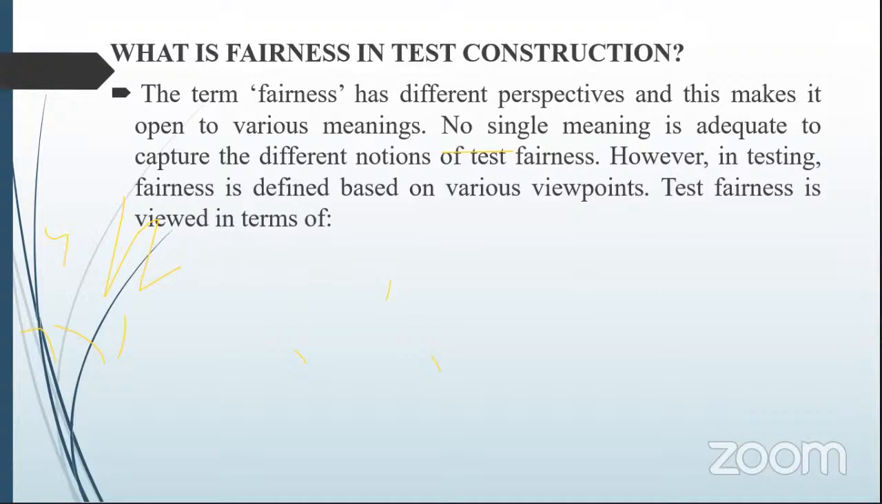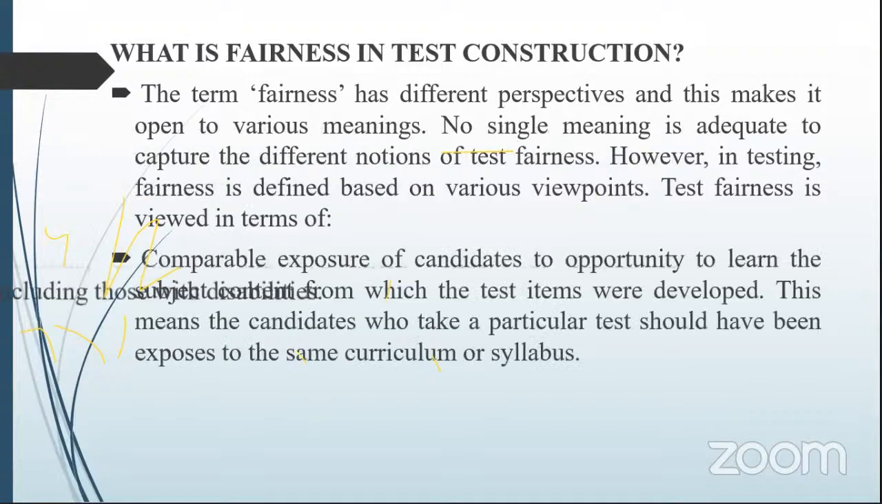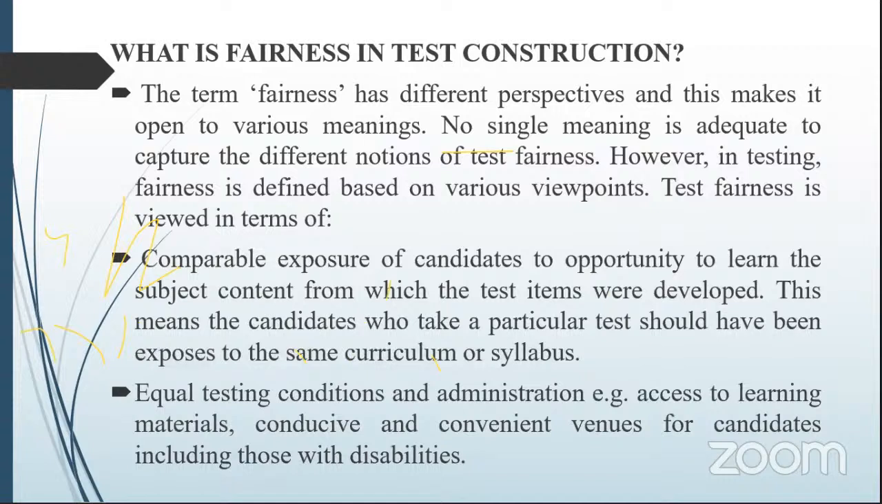Test fairness is viewed in terms of comparable exposure of candidates to opportunity to learn the subject content from which the test items were developed. Let them learn. This means the candidates who take a particular test should have been exposed to the same curriculum or syllabus. Equal testing conditions and administration, for instance, access to learning materials, conducive and convenient venues for candidates, including those with disabilities.